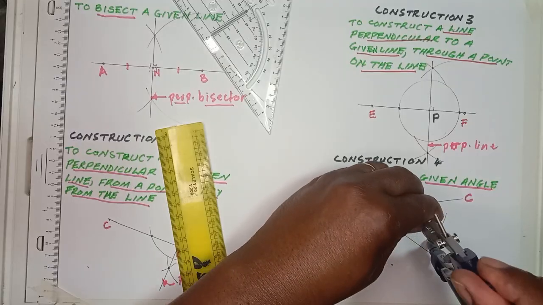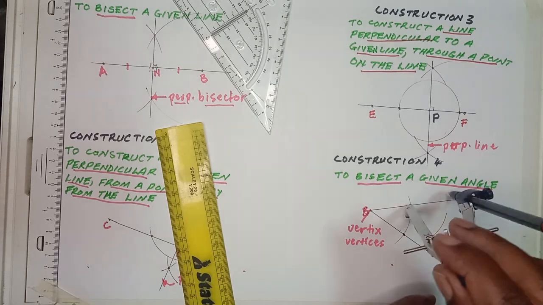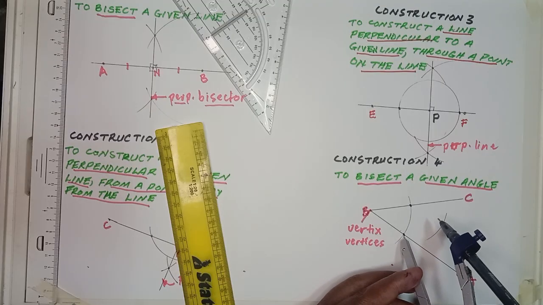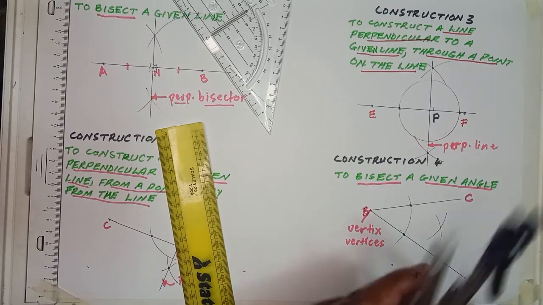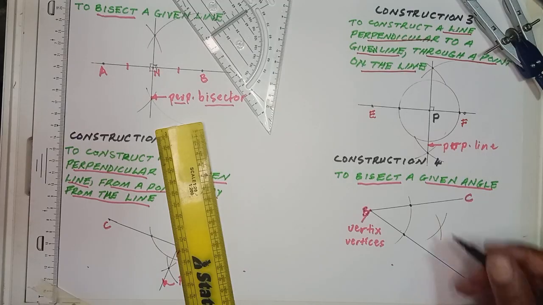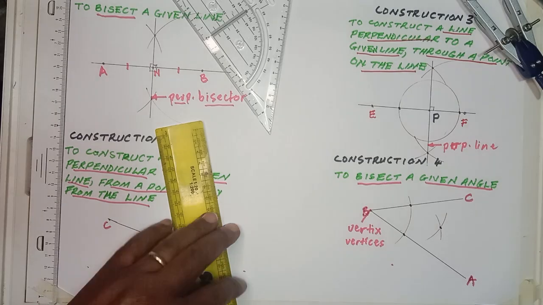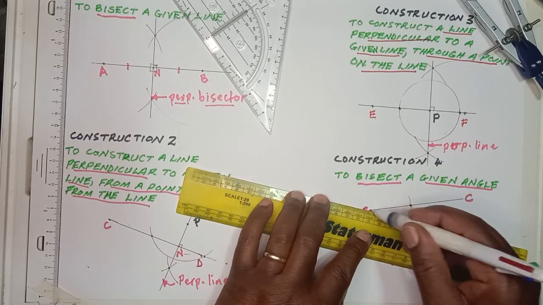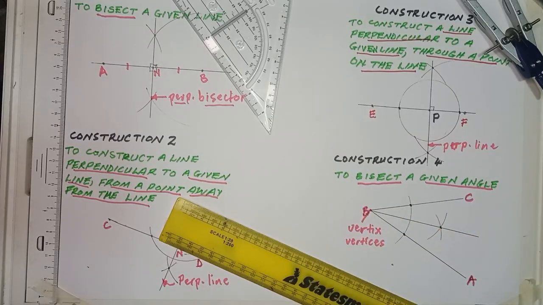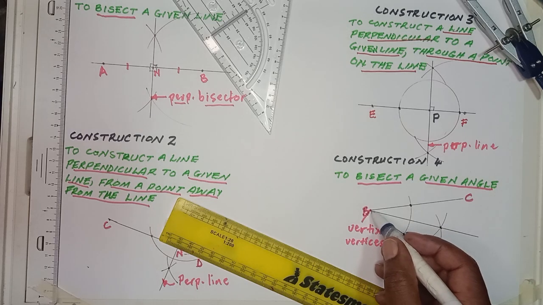So I can strike an arc here. Now we don't have to change the radius. Once we've struck the first arc, don't change the radius, but change the compass point to the other crossing point, then strike an arc to cross the first one. So we also establish a very important point. Through that point and through point B, which is the vertex, we draw a straight line.